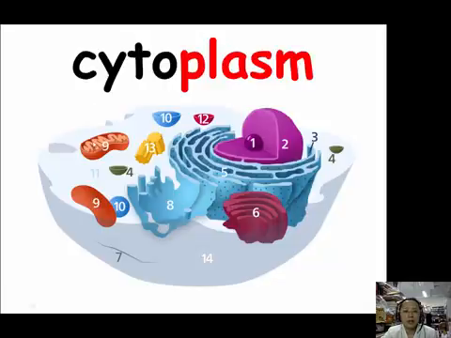All the organelles, like mitochondria, centrioles, vesicles, and ER, Golgi, together with the cytosol, are called cytoplasm.